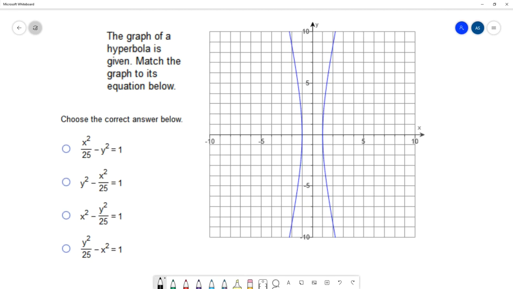So what I'm noticing here is that we have the center of the hyperbola here, and then we have vertices of our hyperbola right here, and these points are lined up horizontally. So we have a horizontal transverse axis.